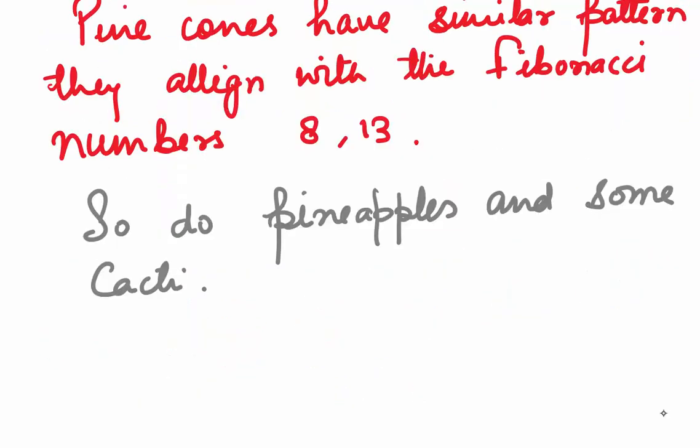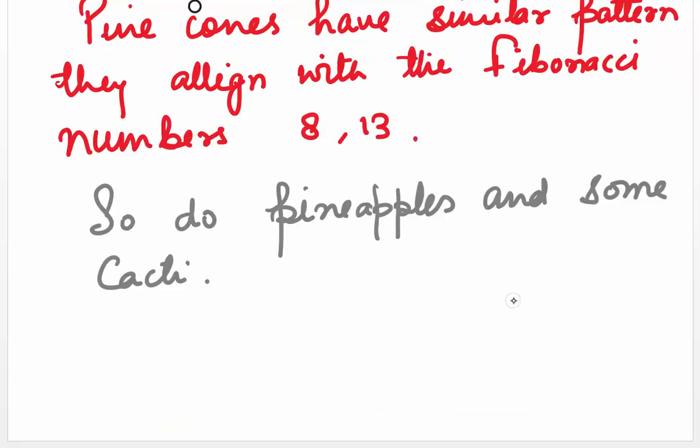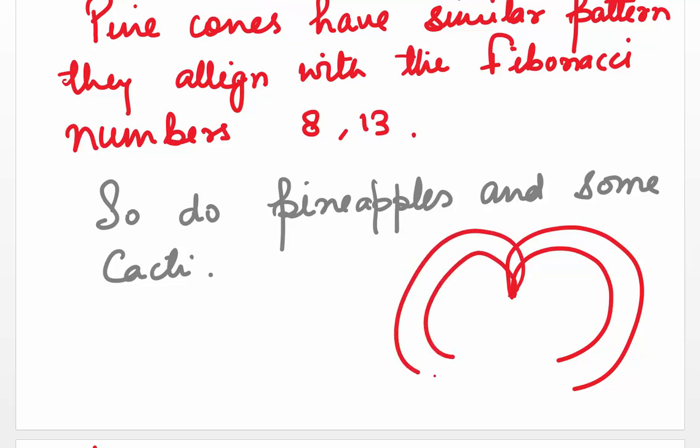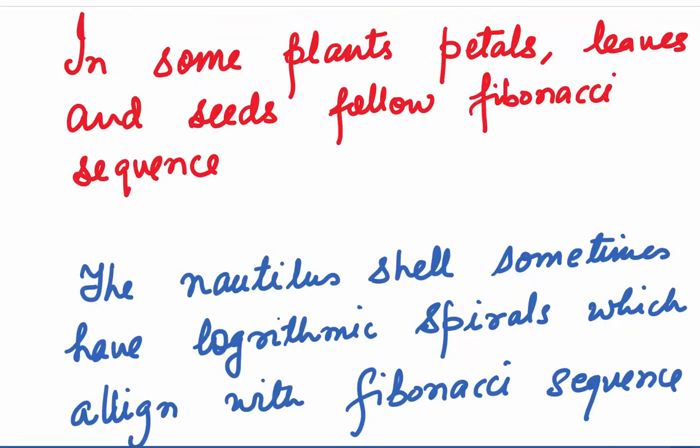So when we talk of spirals, what are these? Let's take the case of a sunflower. In a sunflower, all the spirals start or emanate from the center, and they go in both directions. That is, the seeds grow in such a way that they form spirals. These spirals will be in both directions. We also call them parastichies. In some plants, petals, leaves, and seeds follow the Fibonacci sequence. It's called phyllotaxis, the arrangement of leaves along the stem, along the axis.